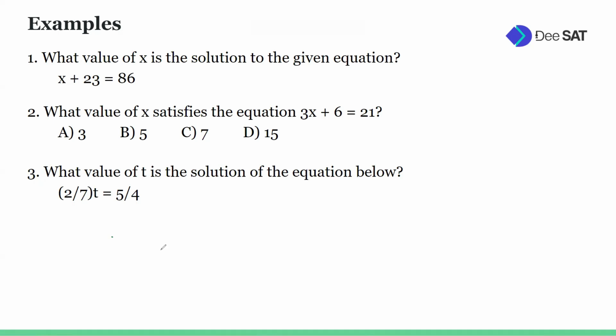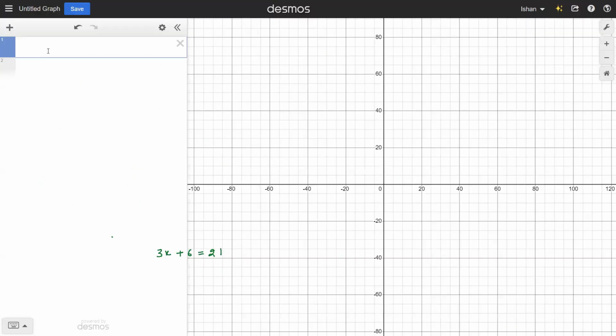It says, what value of x satisfy the equation 3x plus 6 equivalent to 21? So I'm writing 3x plus 6 equals to 21. If you look at this in the Desmos, again, the same way you can plot it. Either you write 3x plus 6 equals to 21. You will see the line is being plotted at the point of intersection with the x-axis that will give you the value of x, that is 5. So the value of x is 5. We can say x is equivalent to 5.